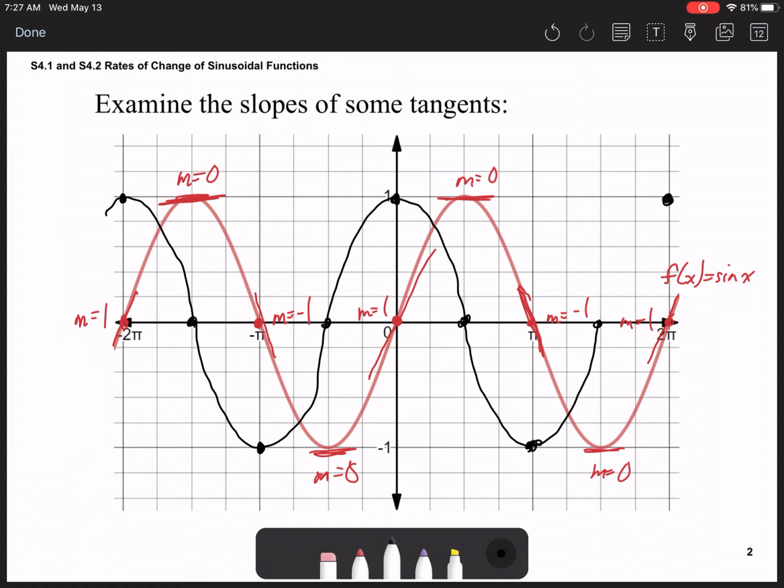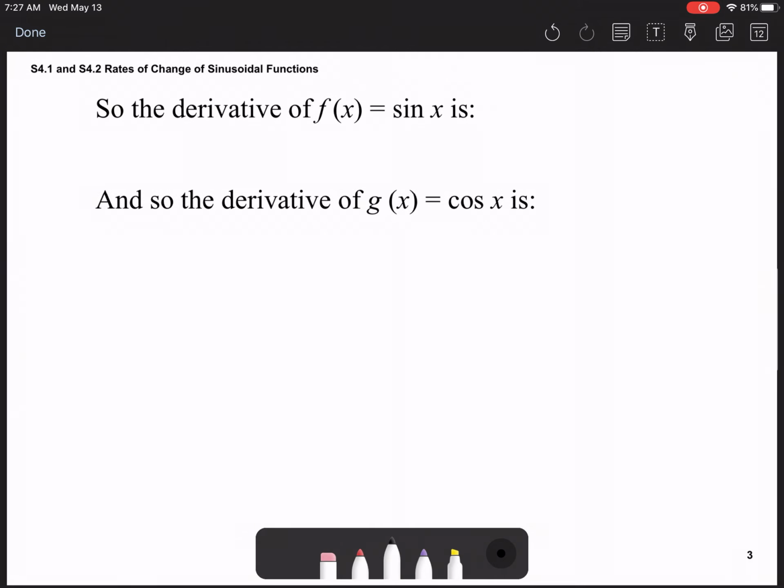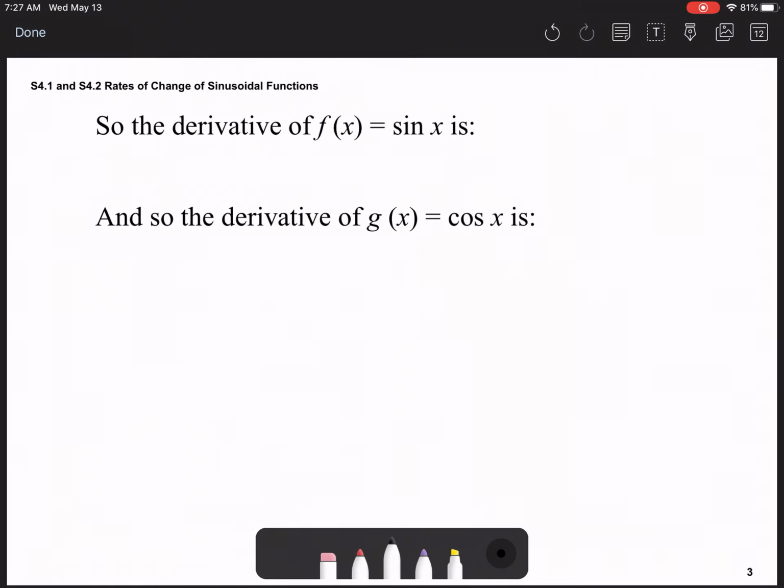Now, as I draw this curve, you're probably realizing, oh, I know what curve this is. Do you remember what this curve is? This is cosine x. And this turned out to be the derivative of f of x. So that's something we notice. The derivative of f of x, if it's sine x, f prime of x turns out to be cos x.